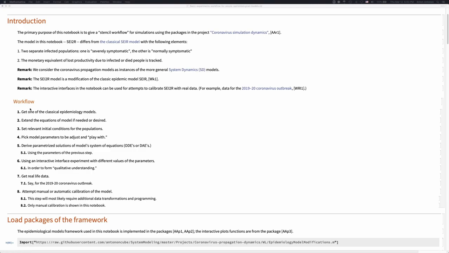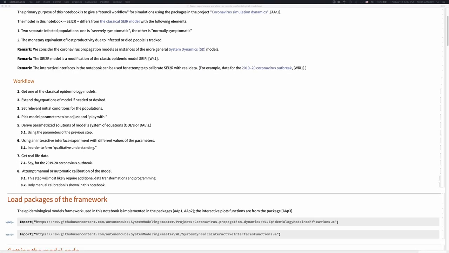So first, with this workflow, we get one of the classical epidemiology models, the compartmental models. We can extend the equations in one way or the other, depending on what terms we have in the models. And also, you should take care of a certain theoretical consistency and prerequisites.